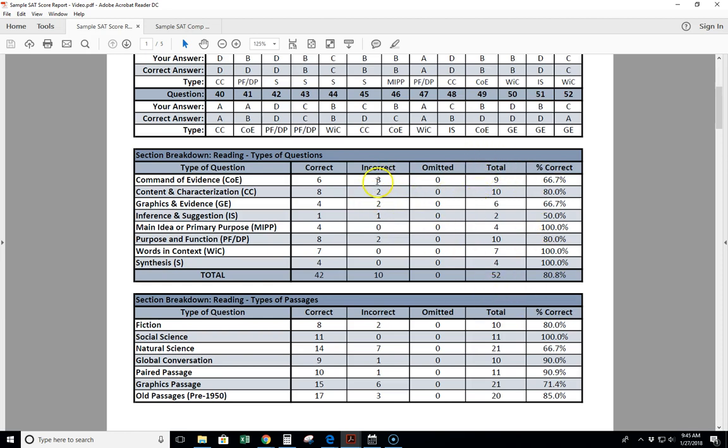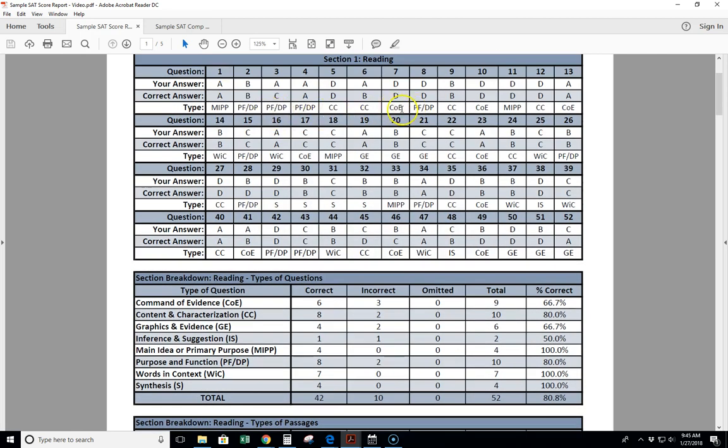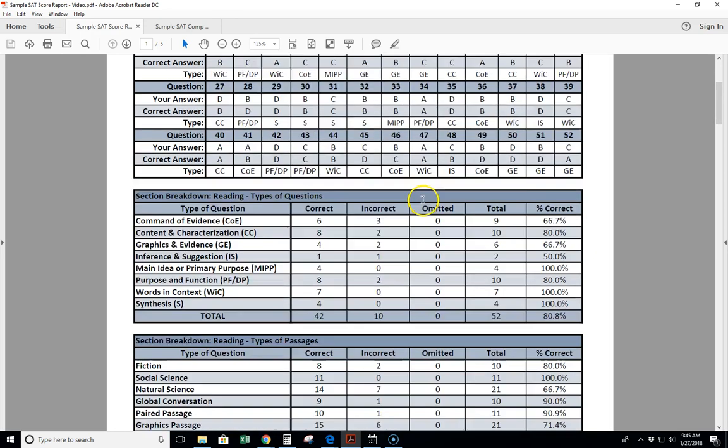You want to allocate your time by understanding what type of question this is, so when you come across it, you can go back and look at the COEs that are here. There's a COE here, COE here, COE here, and you should start getting some familiarity with those types of questions as soon as you see them and recognize what they are.